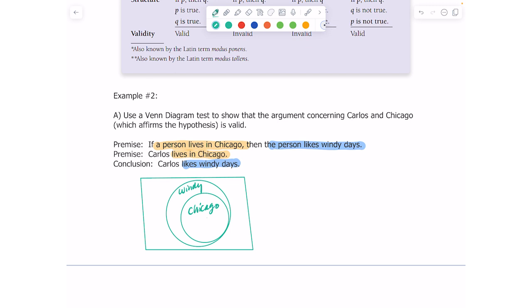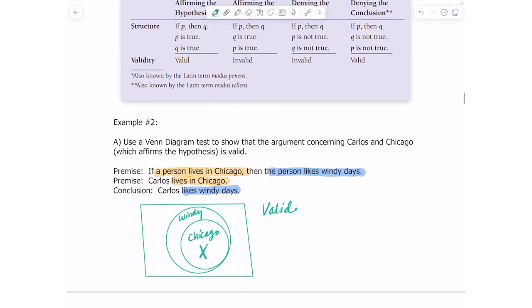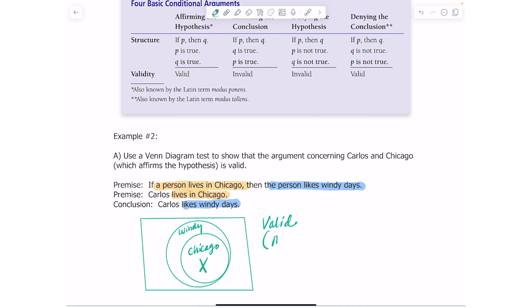Okay, and it says Carlos lives in Chicago. So my X is going to go in here, and it also shows me that Carlos likes windy days, which is what the conclusion is. So that's an illustrated way of showing that the argument is valid. The reason is because the X is inside the likes windy days circle, which is what your conclusion is. And I'll put here too, the reason we know that is, again, affirming the hypothesis.